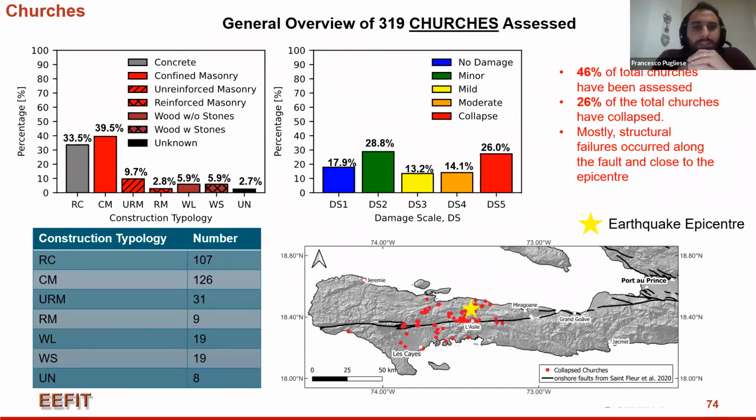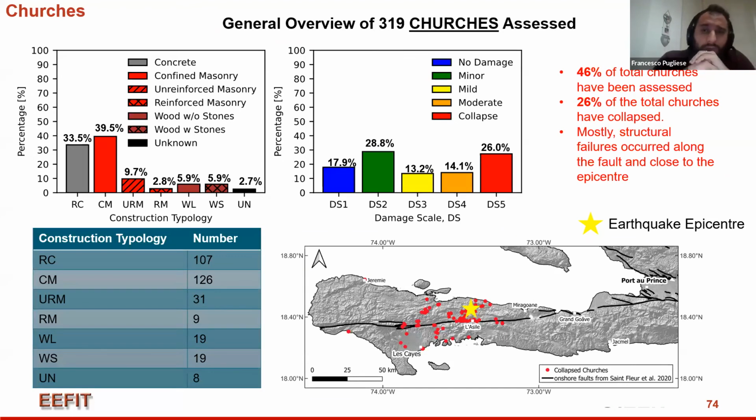On the right, we can see the damage level for the whole data set, and unfortunately we can see that 26% of the total churches had collapsed. They were very close to the main epicenter, while 27% of them have experienced either severe damage or moderate damage. In the bottom, you can see also the map of all the buildings that collapsed, and as you can see, there are 2 different aspects that we can say. Many of them have collapsed along the fault, which is also related to the kind of energy released by the earthquake and the kind of soil site amplification that we can find very close to the fault.